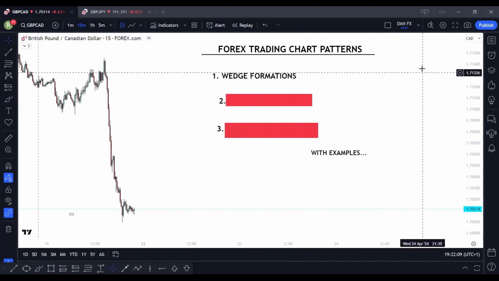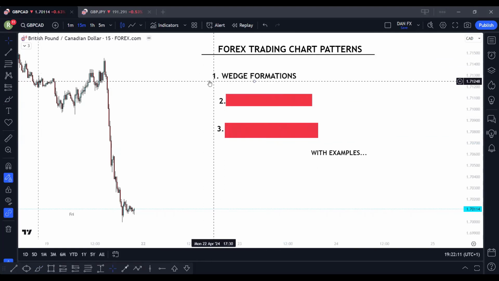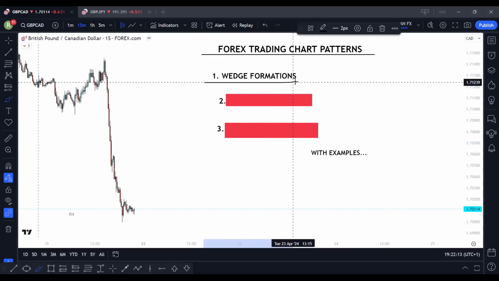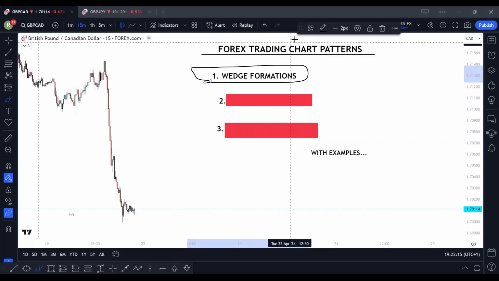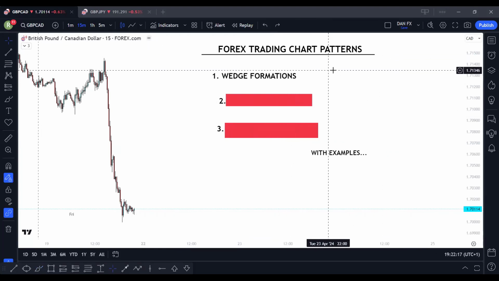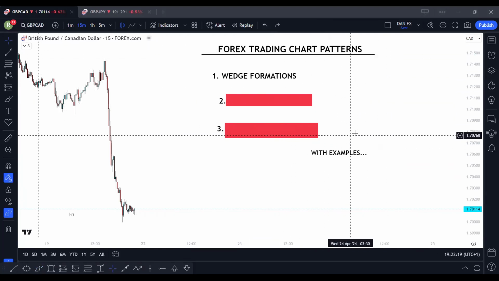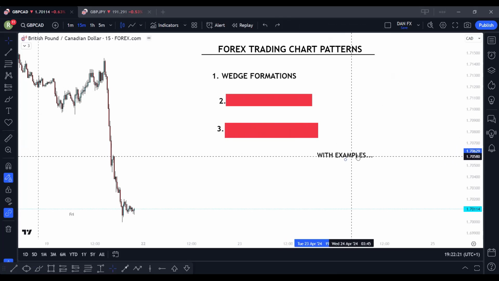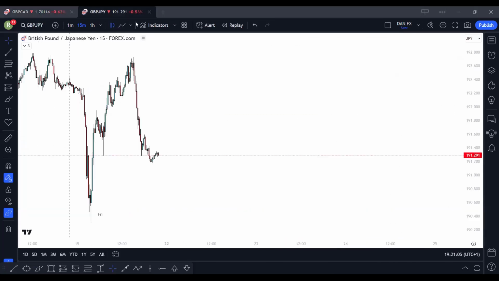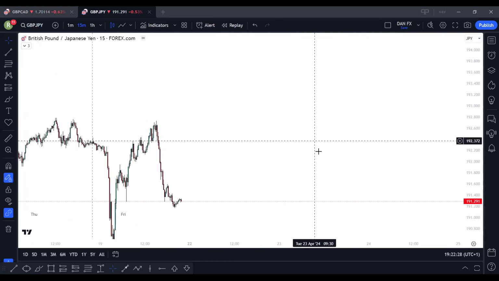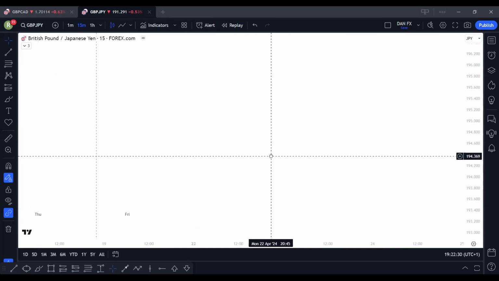I'm going to be showing you how market makers use wedge formations to take out liquidity to trick retail traders to go in the wrong direction. So after wedge formation, I'm going to be going over the second one, then the third one, and I'm going to be showing you guys with examples for each of them. So first of all, wedge formations. How exactly do market makers use wedge formations to take out liquidity?